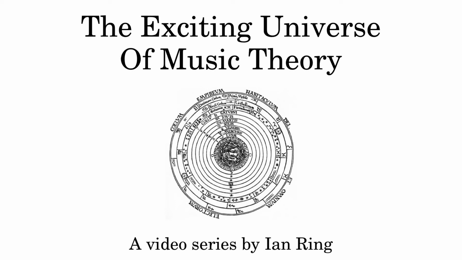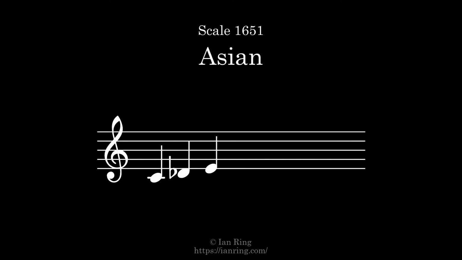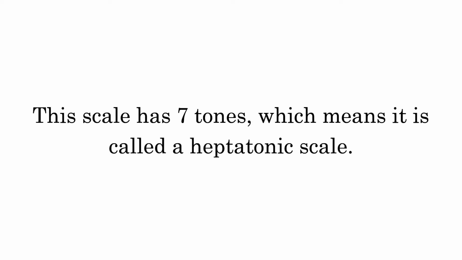Welcome to the exciting universe of music theory. Are you ready to learn? Then let's begin. Today we will talk about Scale 1651, Asian, which sounds like this. This scale has 7 tones, which means it is called a heptatonic scale.